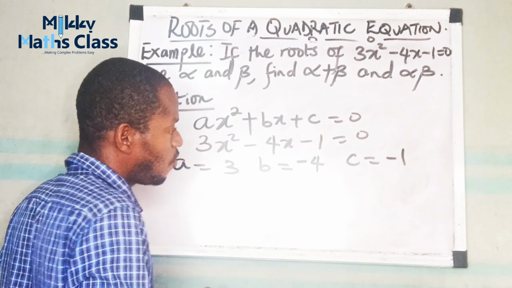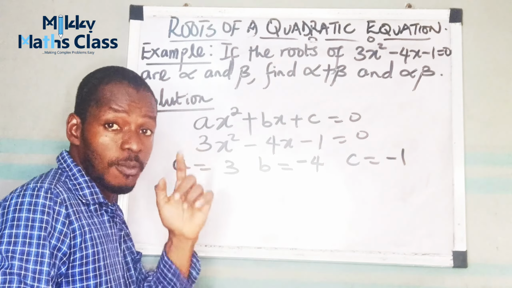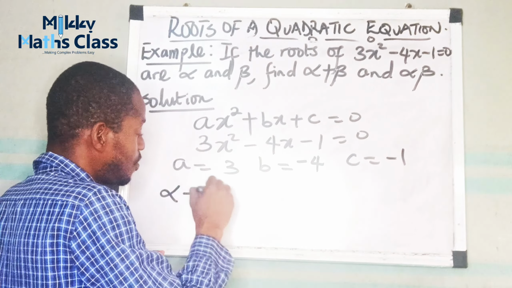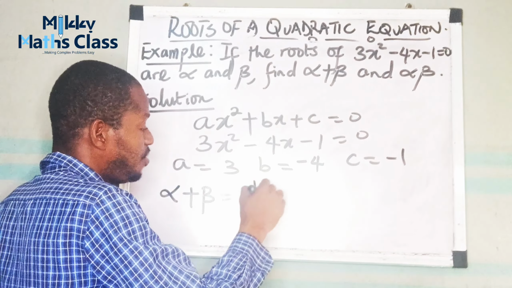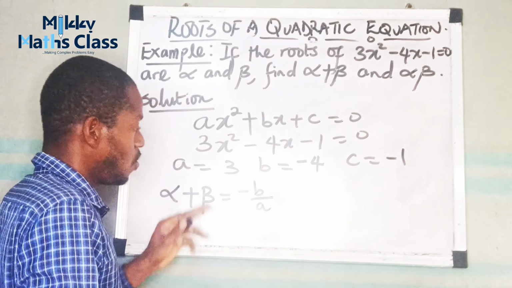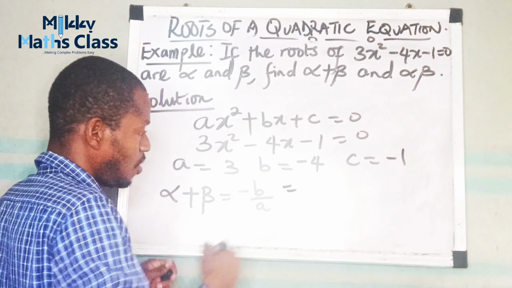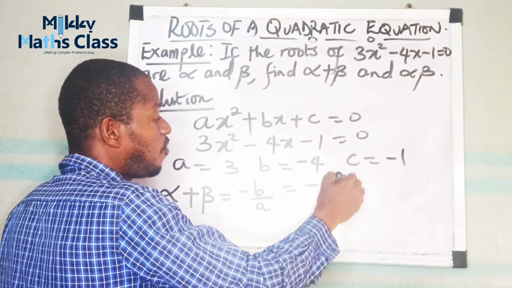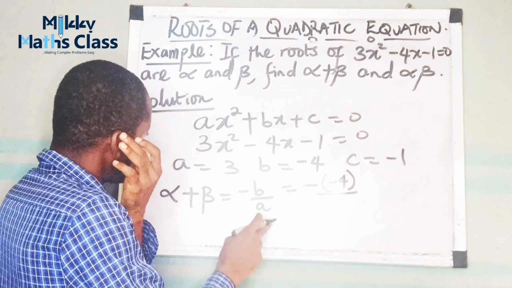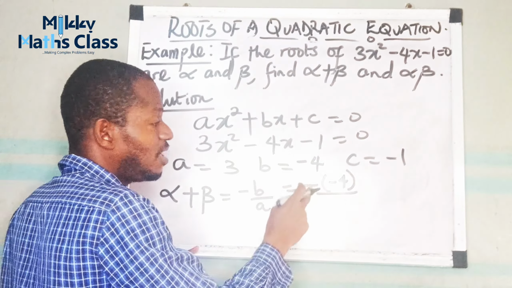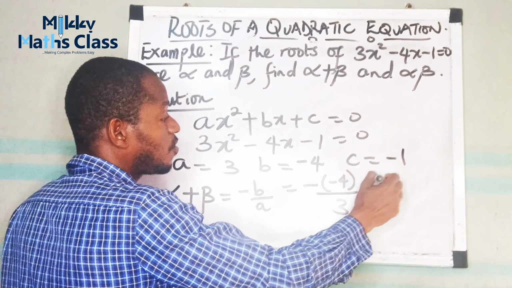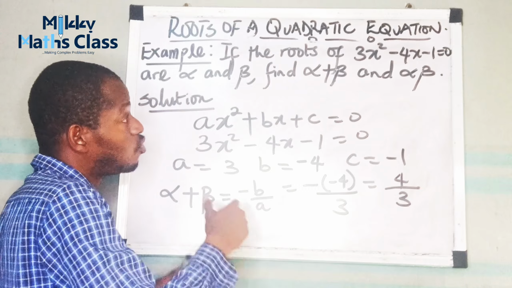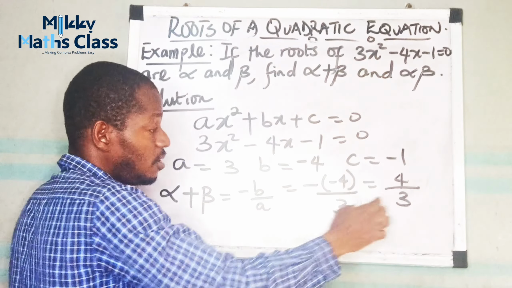Our c is -1. Now remember the sum of the roots, from what we did, alpha plus beta is equal to -b over a, which is equal to, so we have our negative, our b here is -4, so -4 over, what is our a? 3. So negative times negative will cancel out, that's 4 over 3. So the sum of the roots of this quadratic equation is 4 over 3.